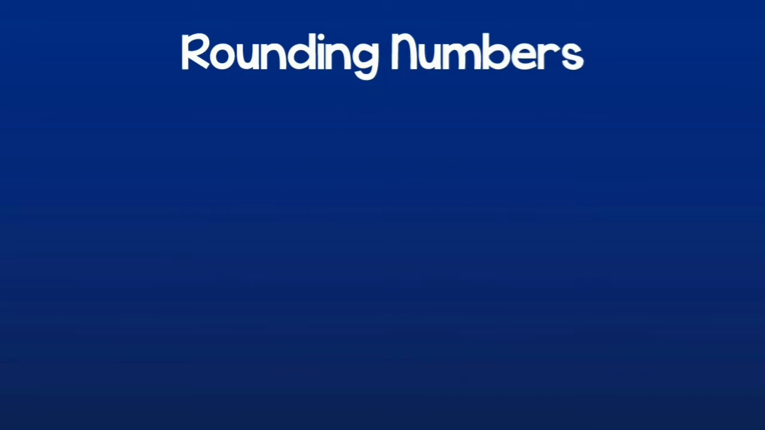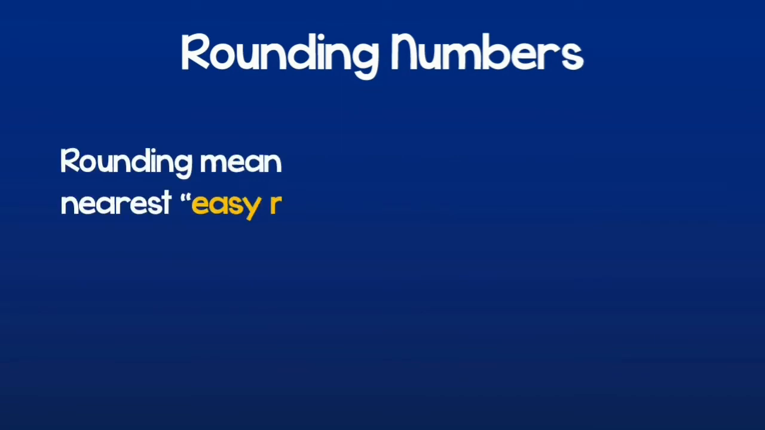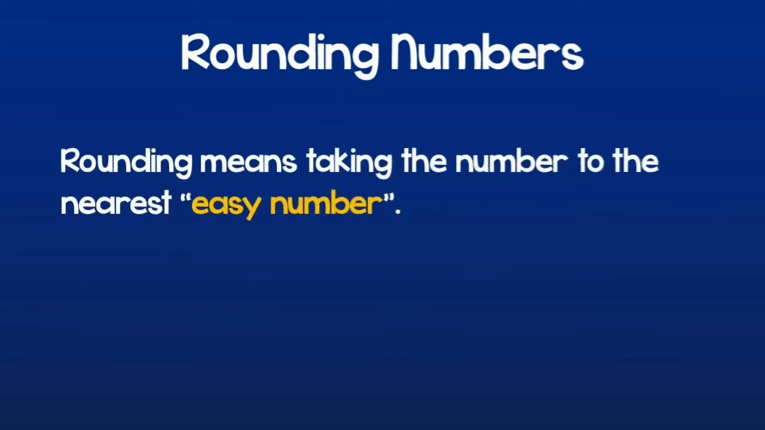Dear Grade 2 students, this is the chapter about mental math, and in this lesson we will be learning about rounding numbers. Only this time we will be rounding to hundreds. Now let's remember what rounding numbers is. Rounding means taking the number to the nearest easy number. That is a number with zeros, either a 10 or 100.